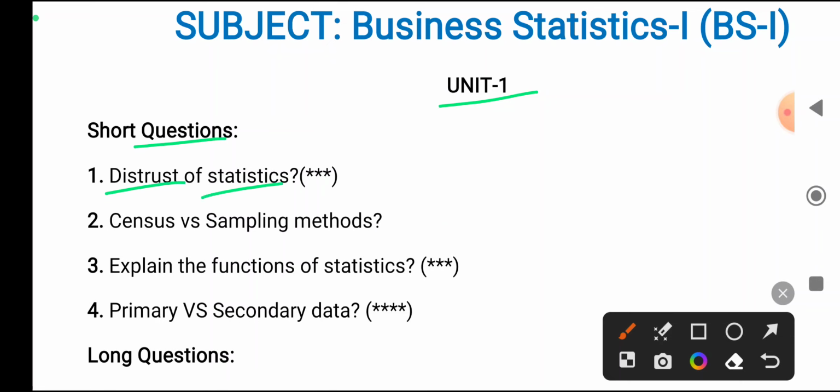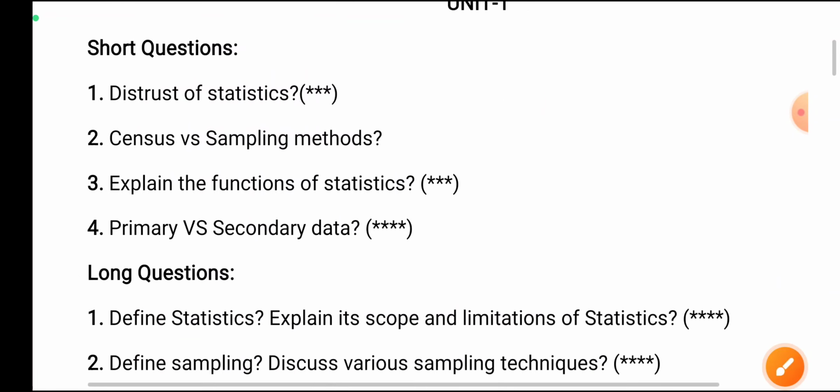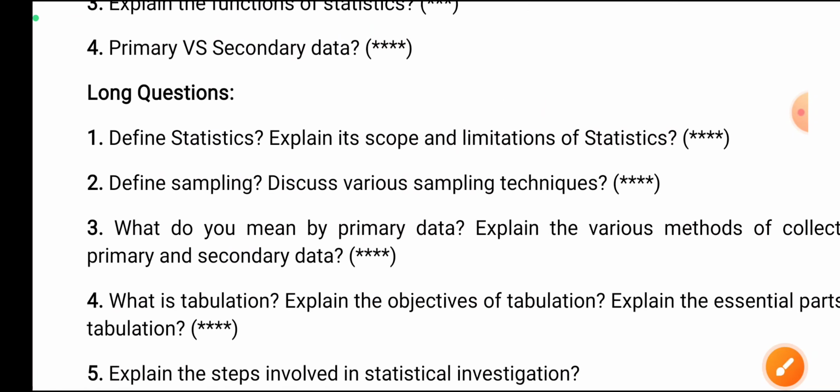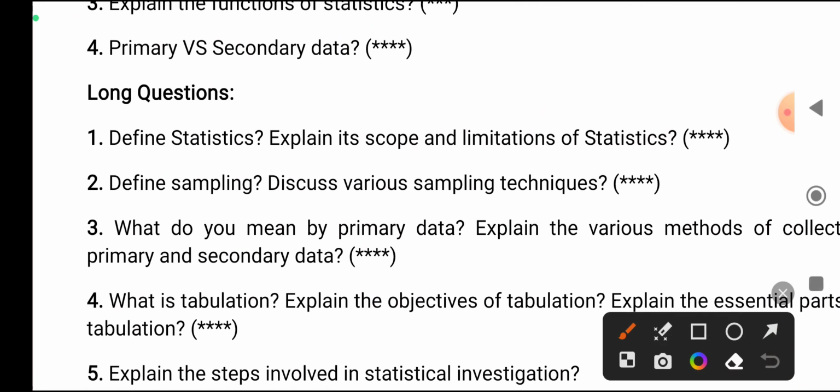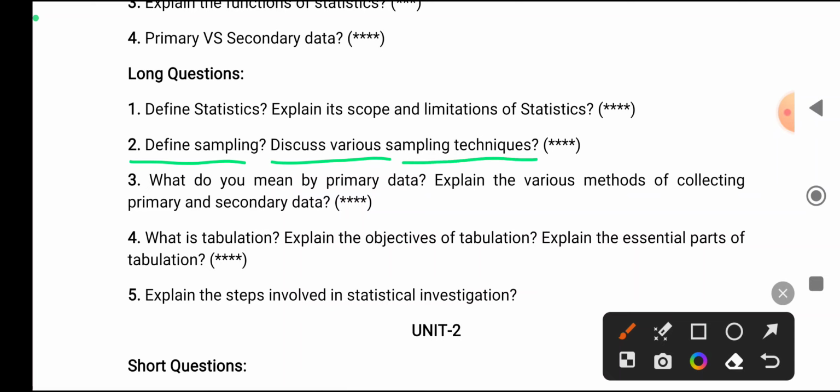Distrust of statistics, census versus sampling method, explain the functions of statistics, primary and secondary data. These are the most important theory questions. And in the long questions of the first unit: define statistics, explain the scope and limitations of statistics. This is mostly a repeated question, one of the important questions. And we have a few more important questions in this unit. Define sampling, discuss the various sampling techniques, random sampling and other methods.